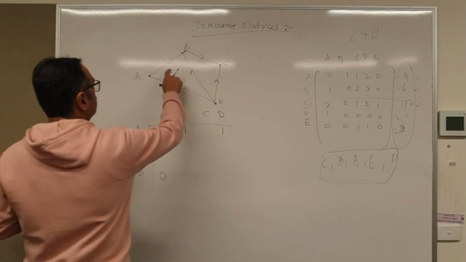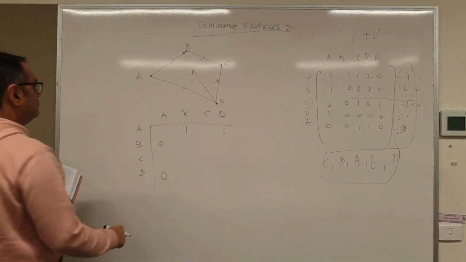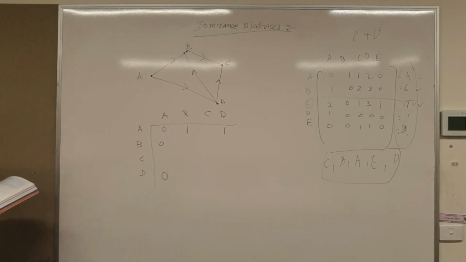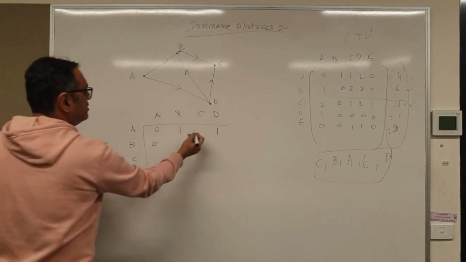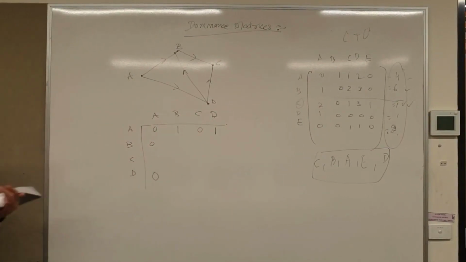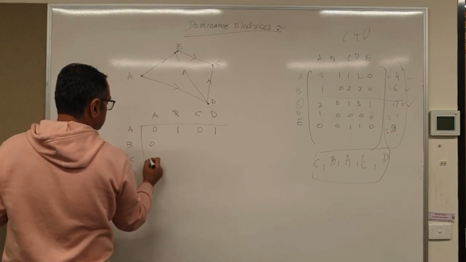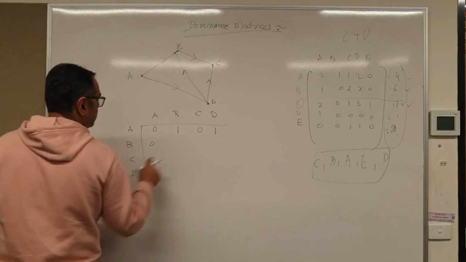Now what else? Let's go to B. So obviously A to A will be 0. And A to C, there is no connection, so I'll say 0. All good? Similarly, C to A is no connection, I say 0. All good? My first row is done.